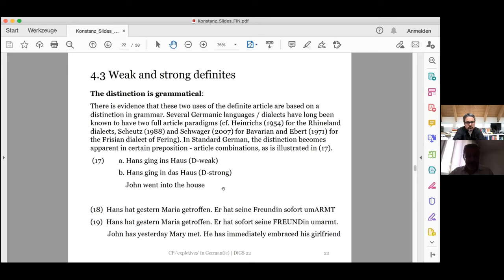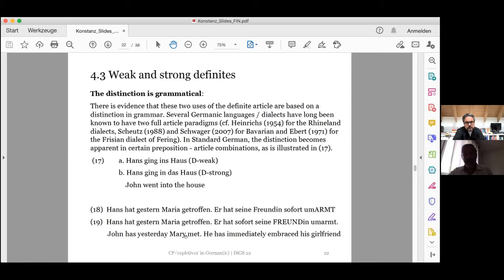But there's also a syntactic effect, namely a strong definite expression, like in 18, "Hans, er hat seine Freundin sofort umarmt," is normally unstressed, undergoes scrambling in front of adverbs, and picks up a discourse reference. So here you identify his girlfriend with Maria, while the weak use leaves the DP in situ, where it receives stress and introduces a new discourse reference. So here we learn that in the meeting situation, there's another person involved.